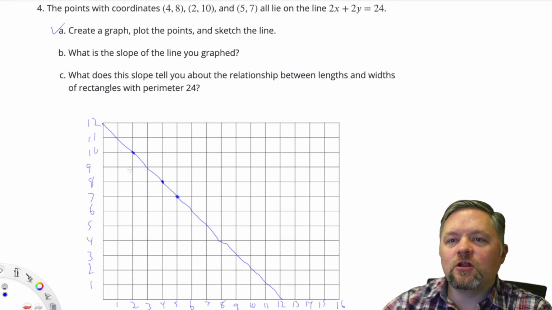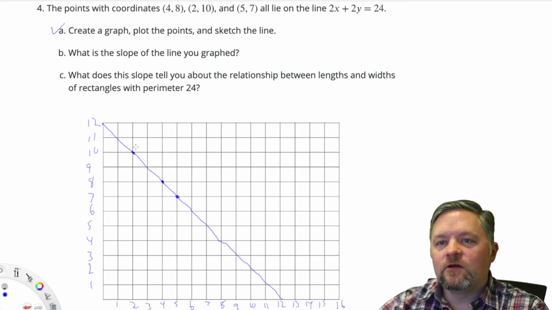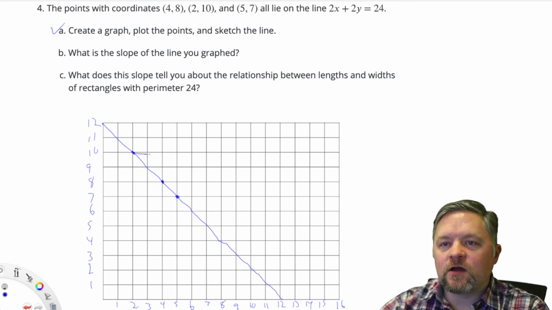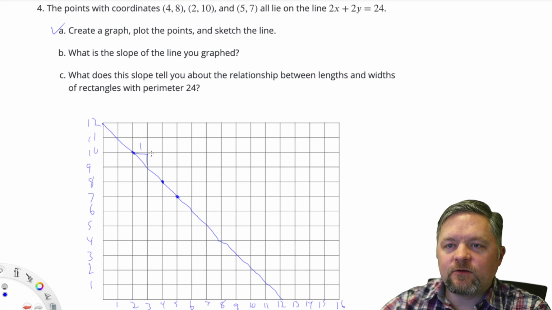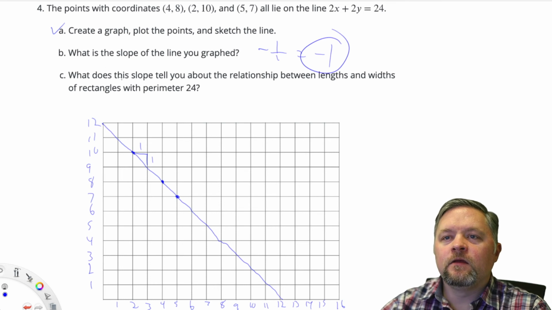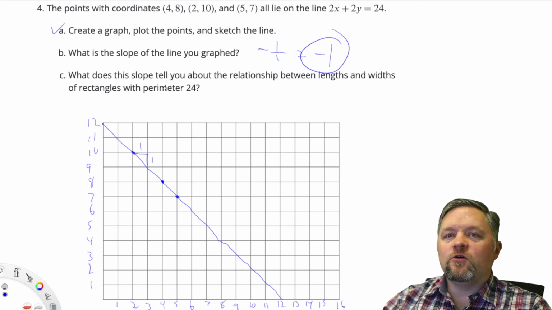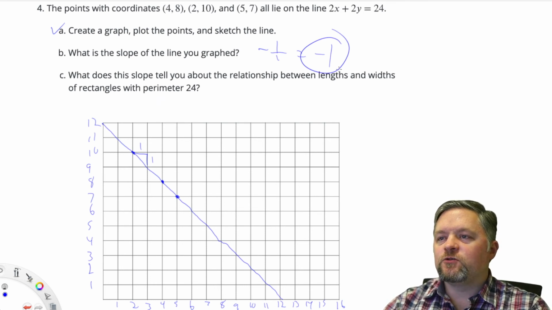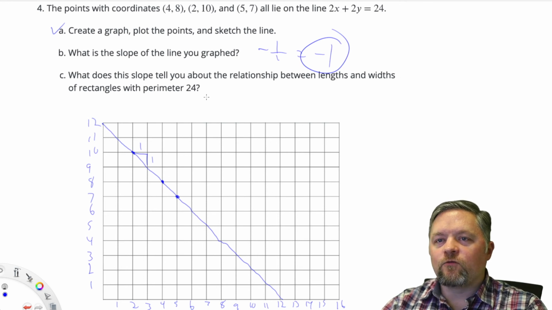What's the slope of the line you graphed? Well, slope is rise over run. If I check a point here, we got a run of 1, rise of 1. Going down, the slope is -1 over 1, which is -1. What does this slope tell you about the relationship between lengths and widths of rectangles with a perimeter of 24?